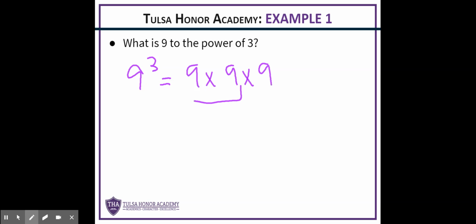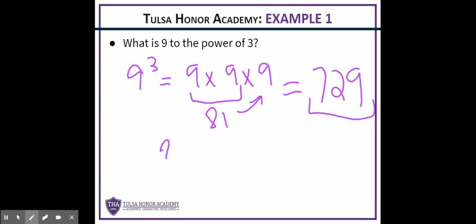We know that 9 times 9 is 81, and then we just multiply that by 9 again, and we would get 729. And I didn't know that off the top of my head. I would have to do 81 times 9. 9 times 8 is 72, and that's how I get my answer.